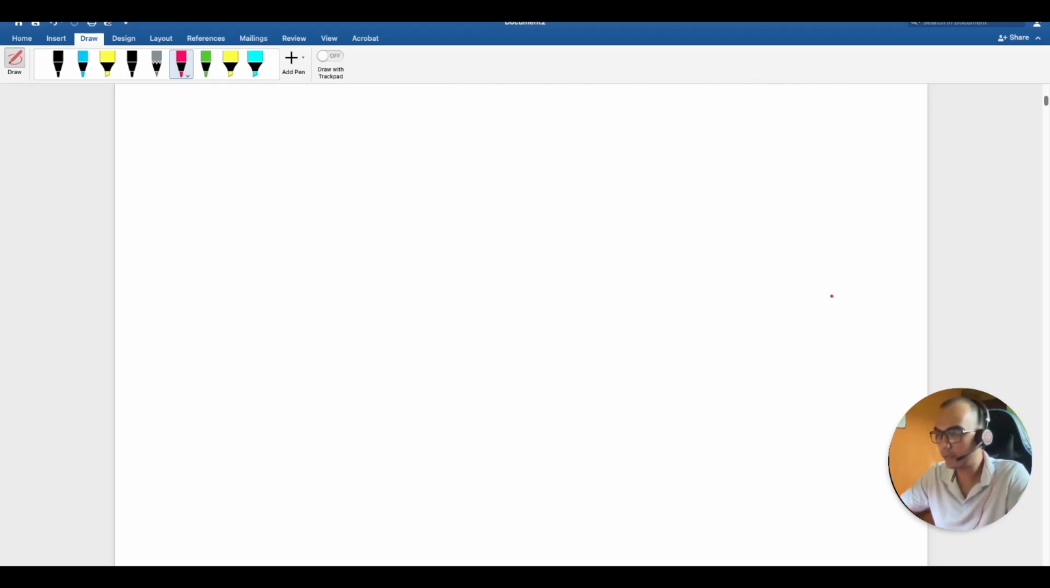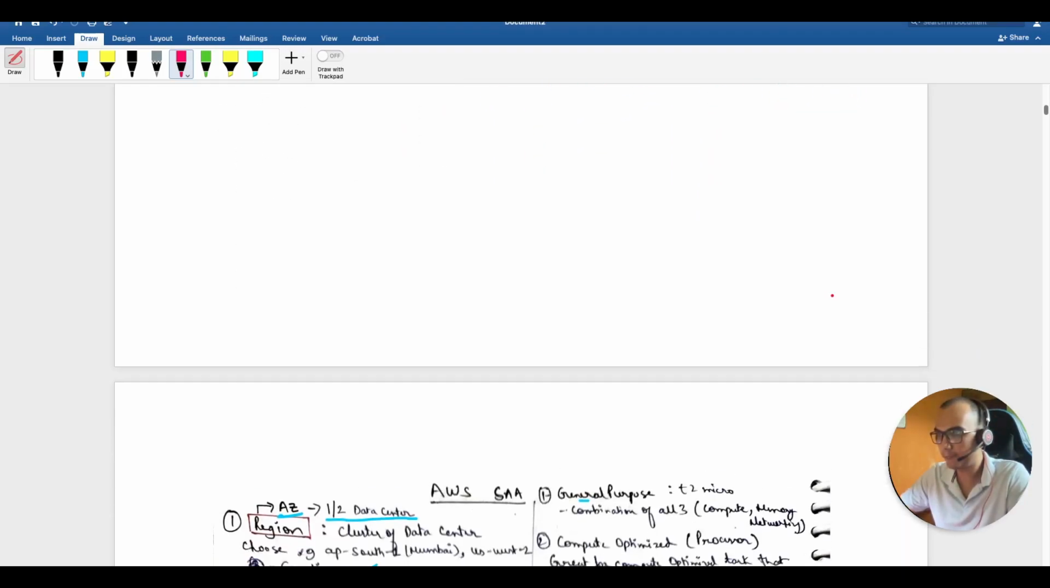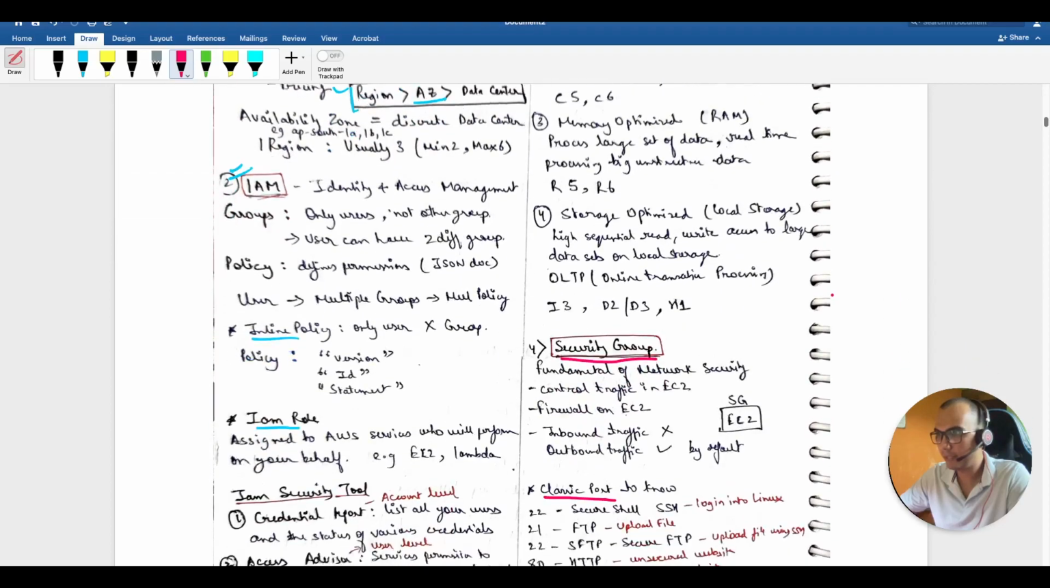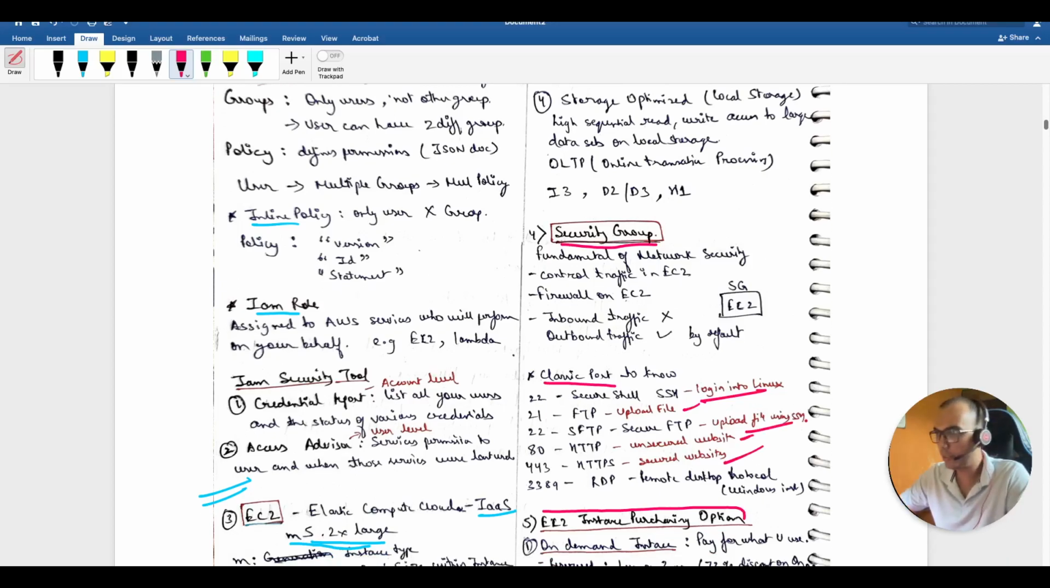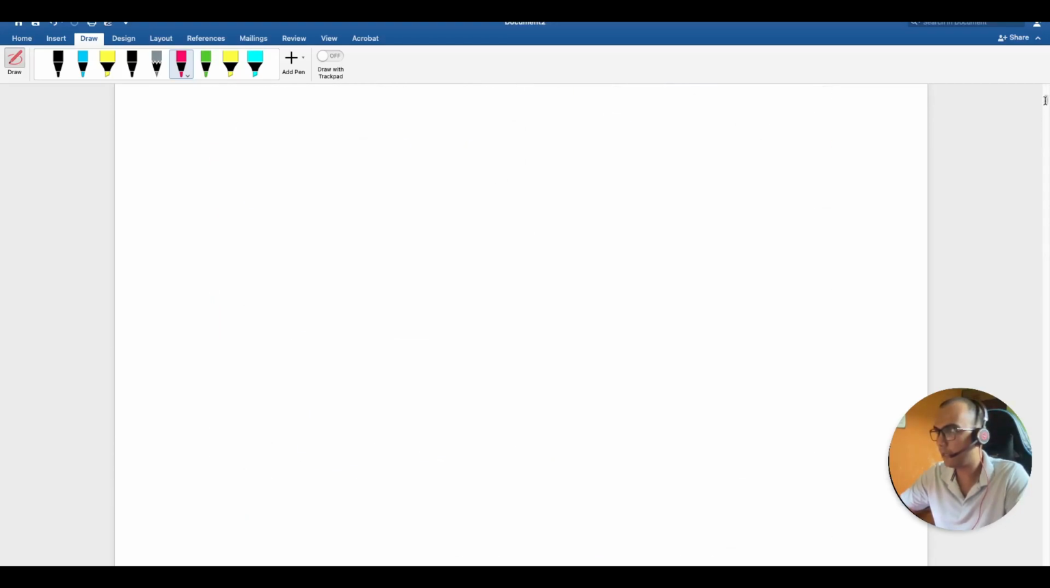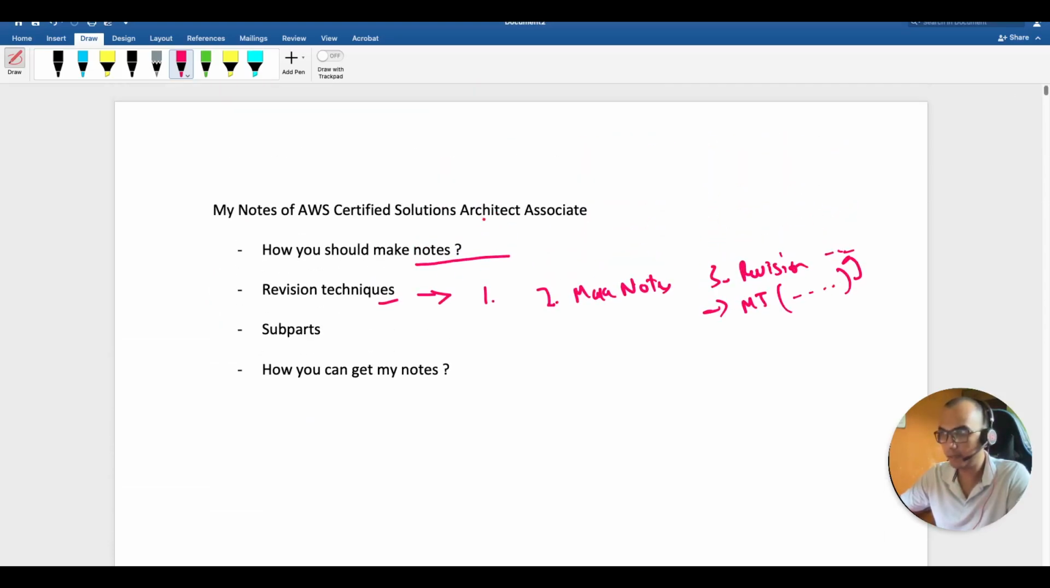Similar to what I have done, as you can see in red, these are things I wrote later, and you can use different kinds of pens, which will be very helpful. The mistake I made is that I haven't left any space in between, so try to give some space in between, which will be very helpful for you in the future.